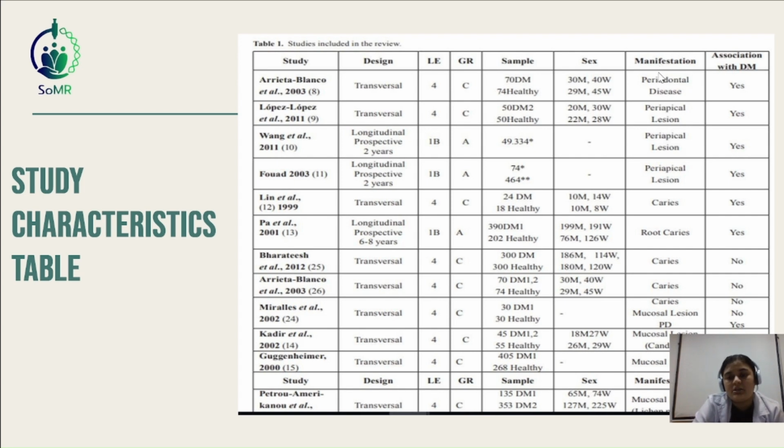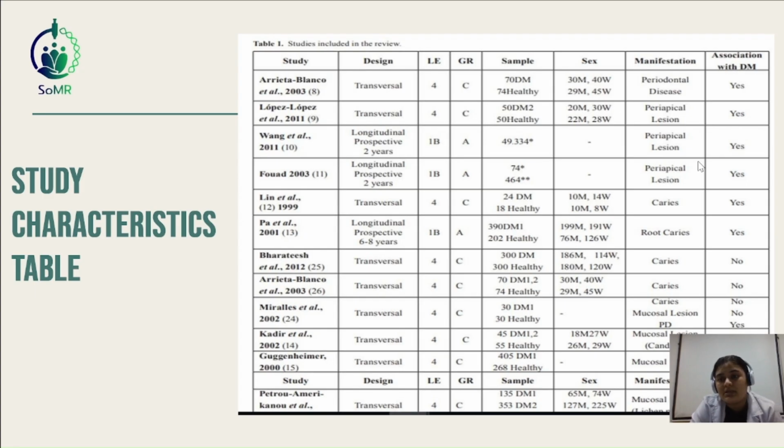Manifestation. The manifestation literally means the kind of illness or the kind of disease or something that the ongoing patients were suffering from, and we were trying to discuss it. So for that, you can see that in the first study, the manifestation was periodontal disease, or in the second study, it was periapical lesion. So this is something that you need to mention.